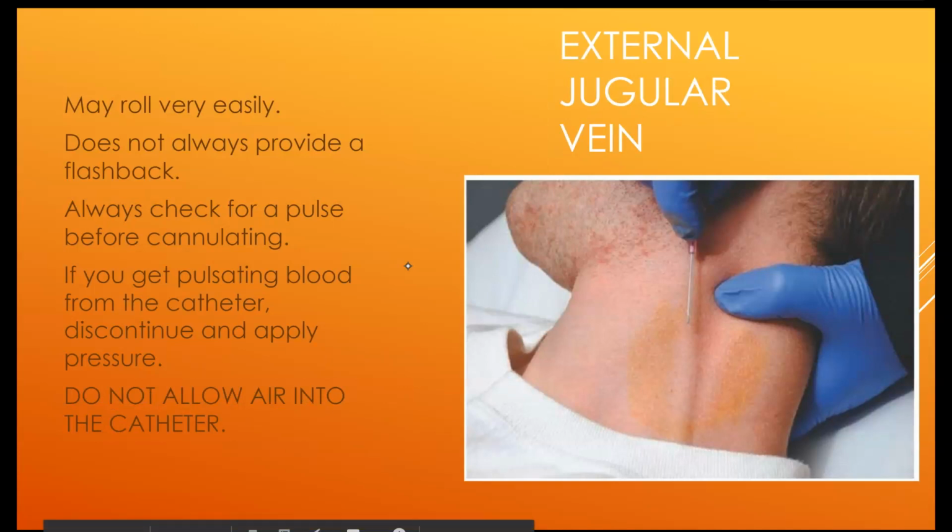EJs you might not get a flashback on. You will be in, but it's so high pressure that it's not coming into the chamber. You want to make sure there's no air going into that chamber, because you will give the patient an air embolism. And you also want to make sure that you didn't hit the carotid artery. You are, in fact, in the EJ. This is a very easy access site in patients who have congestive heart failure or JVD, right? Because you're going right into that blood vessel.